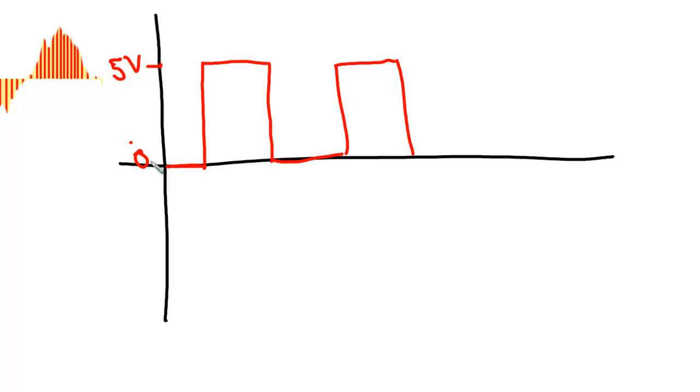What we normally say is that whenever it is at the 5 volt point, that is a logical or digital 1. When it's at 0 voltage, that is a 0. I guess I am going to have to learn to write and talk at the same time. So that is our digital waveform.